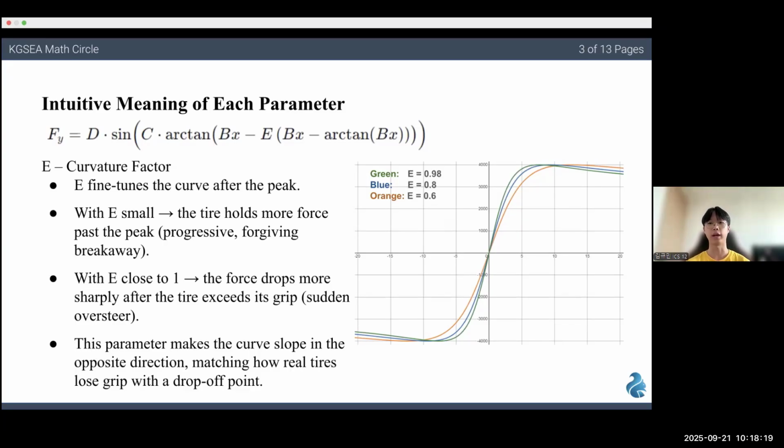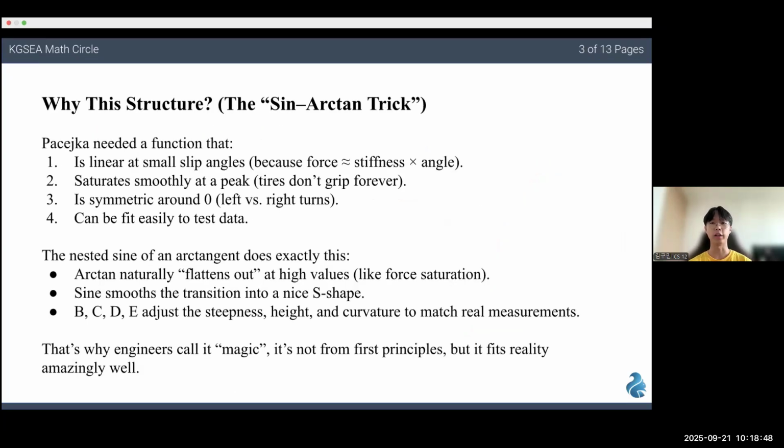And so this can result in either, if the drop-off point is for the rear tires, that means the front tires have more grip, hence resulting in oversteer, or the car turning too much. Or if the drop-off point is for the front tires, it means the car does not turn enough, resulting in understeer. And so this parameter makes the curve slope in the opposite direction, matching how real tires lose grip with a drop-off point. And so we took a look at all the variables and the definition of the formula itself.